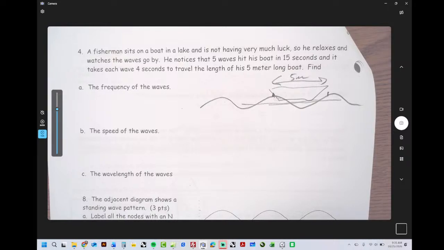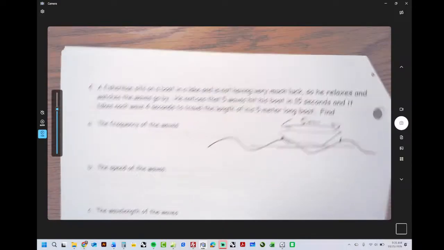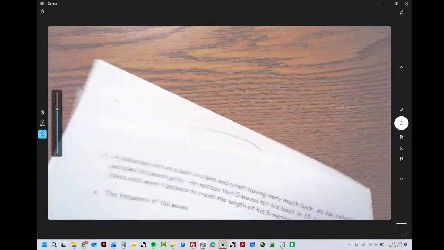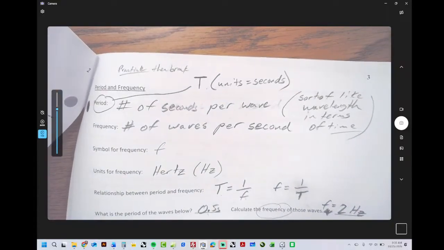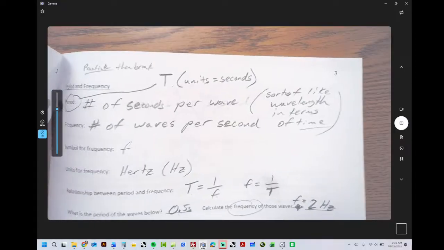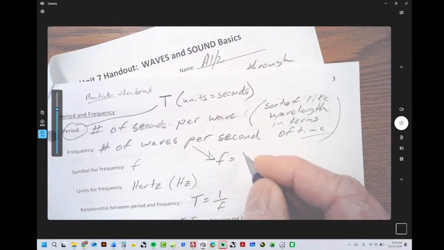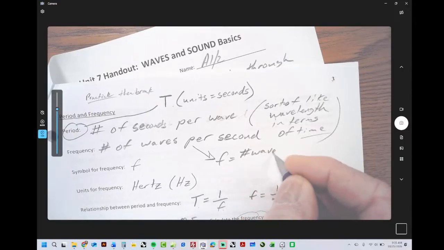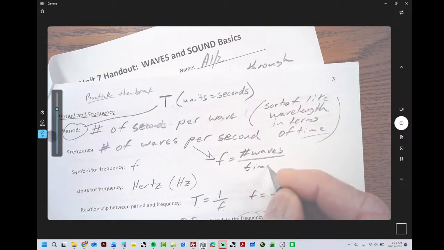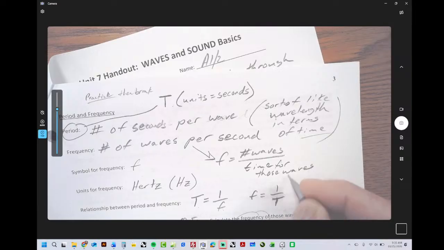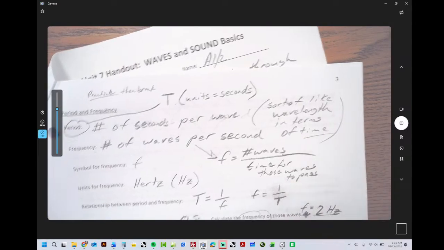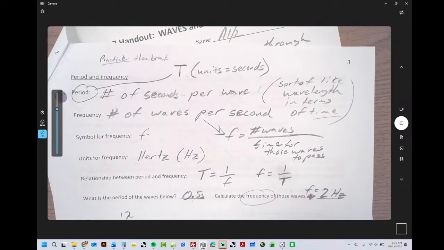This is kind of tough. We'll give you a little time. See if you can figure out what the frequency of the waves is. And to do frequency, you need to go back to the definition of frequency. Frequency is the number of waves per second. Let me give you a formula for frequency. The formula for frequency is the number of waves divided by the time for those waves to pass. It's not a very good formula. It's basically number of waves divided by time.